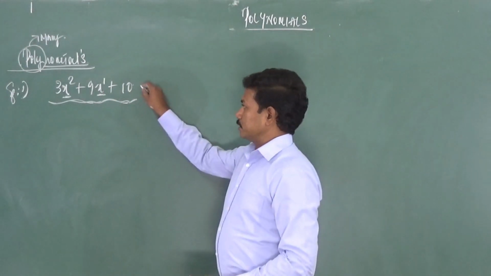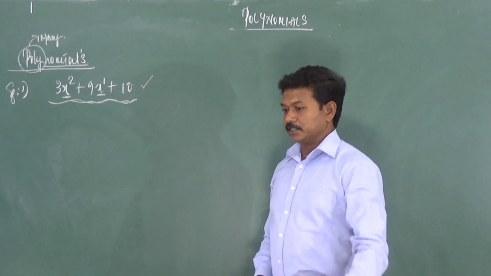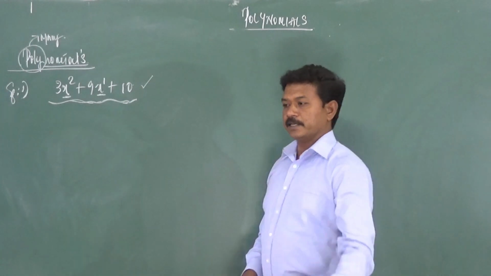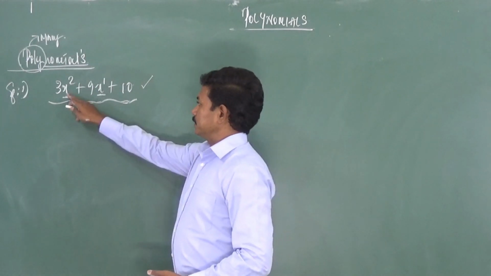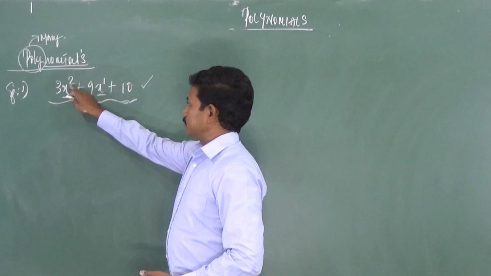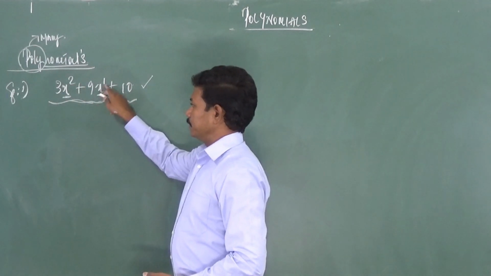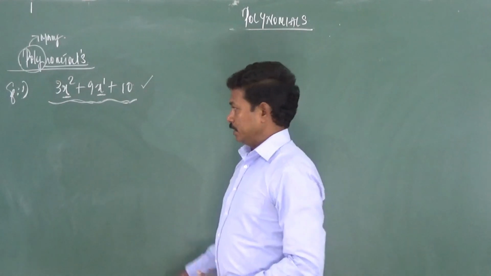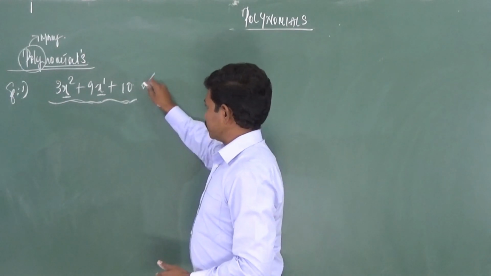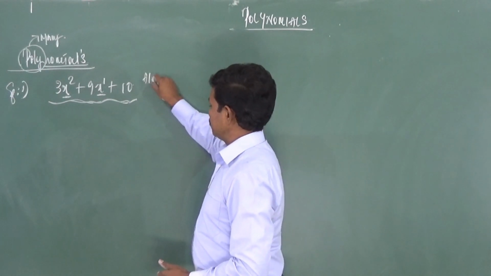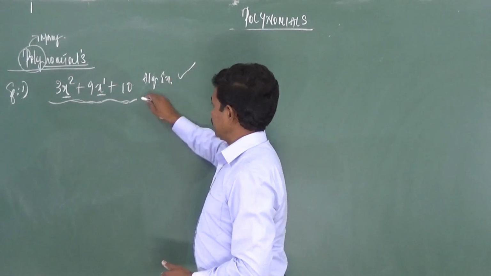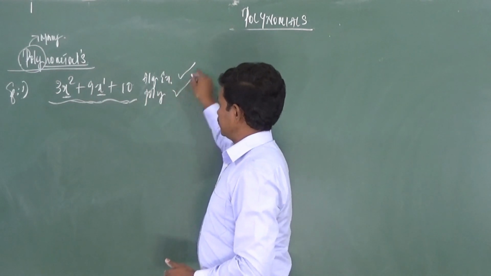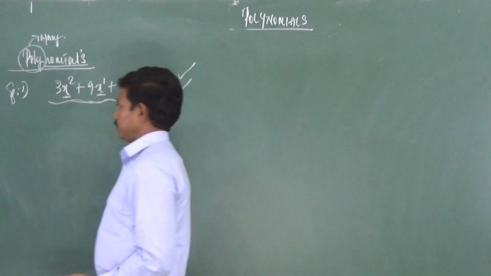So, can I call this a polynomial now? Yes, it is an algebraic expression as well as a polynomial, because the power of the variable here is 2 and the power of the variable here is 1. As they are whole numbers, this is an algebraic expression, and also a polynomial. We'll go with example 2.